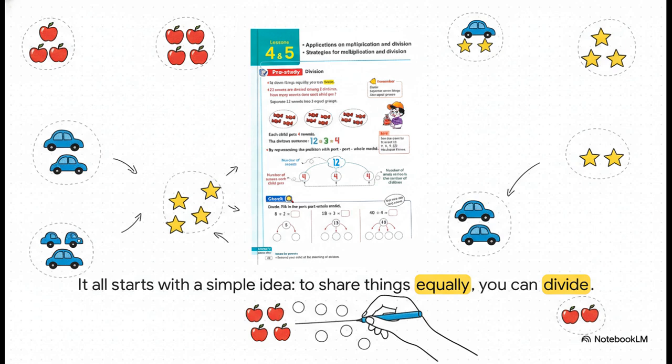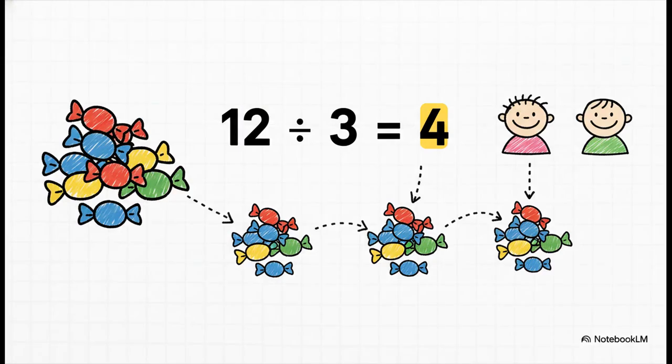You see those 12 items on the left? They're being split into equal groups. Anytime you're separating something into equal piles, you're basically dividing. And here's the cool part: we can actually write that down as a math sentence. So, taking those 12 sweets, sharing them among 3 kids, it means each one gets exactly 4. That's it. That's division in a nutshell.